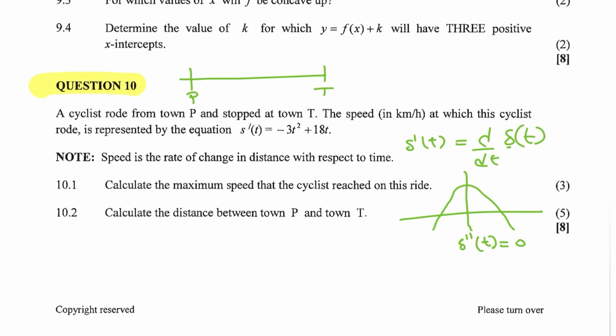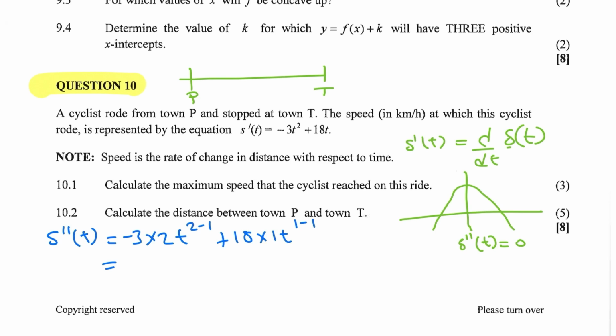So they're asking you to calculate the maximum speed that the cyclist reached. It is when the second derivative of distance is equal to 0, or the first derivative of the speed equation is equal to 0. So what you're going to do is derive this. The derivative of this is going to be negative 3 times 2t to the power 2 minus 1, plus 18 times 1 times t to the power 1 minus 1. Does it make sense? If this doesn't make sense, let me know.